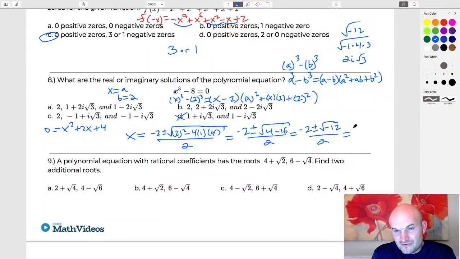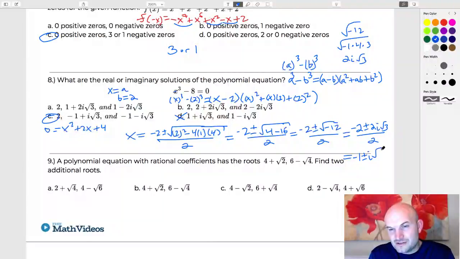So let's finish this off here. It's negative 2 plus or minus 2i square root of 3, over 2. You can see these 2's are going to divide out with everything, giving me my answer C. The 2 will divide out, so that's negative 1 plus or minus i square root of 3. So that's how I got that answer.